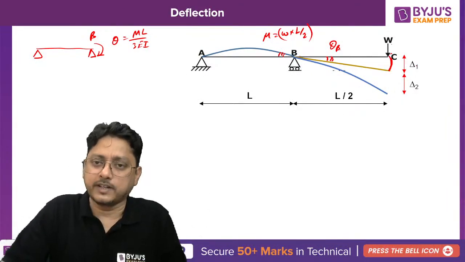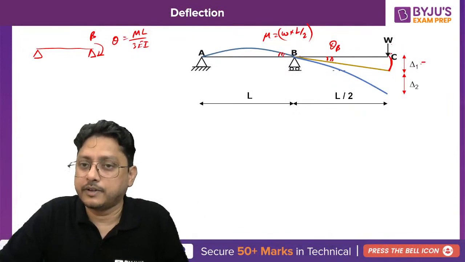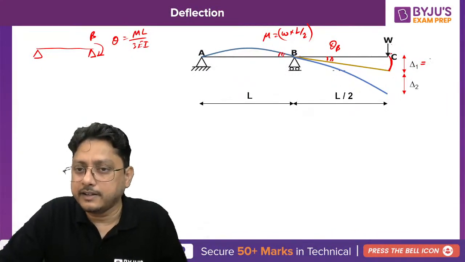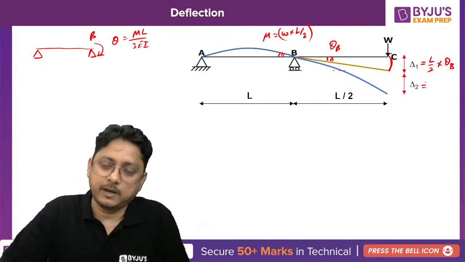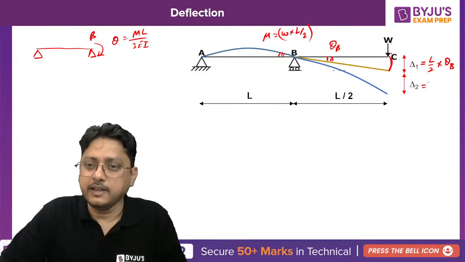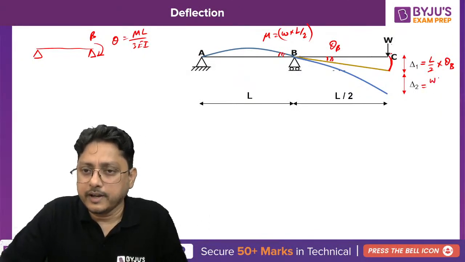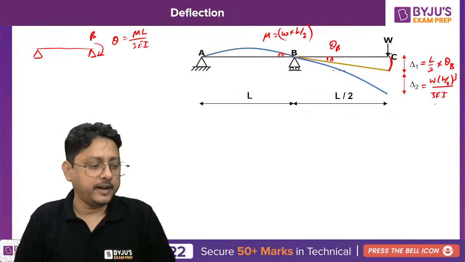Once you know the theta, you can calculate the delta 1, which is nothing but L by 2 into theta B. That is R theta, isn't it? And delta 2 will be simply PL cube by 3I. So here it is W into L cube, where L is L by 2, whole cube divided by 3I. That's all. Add these two.